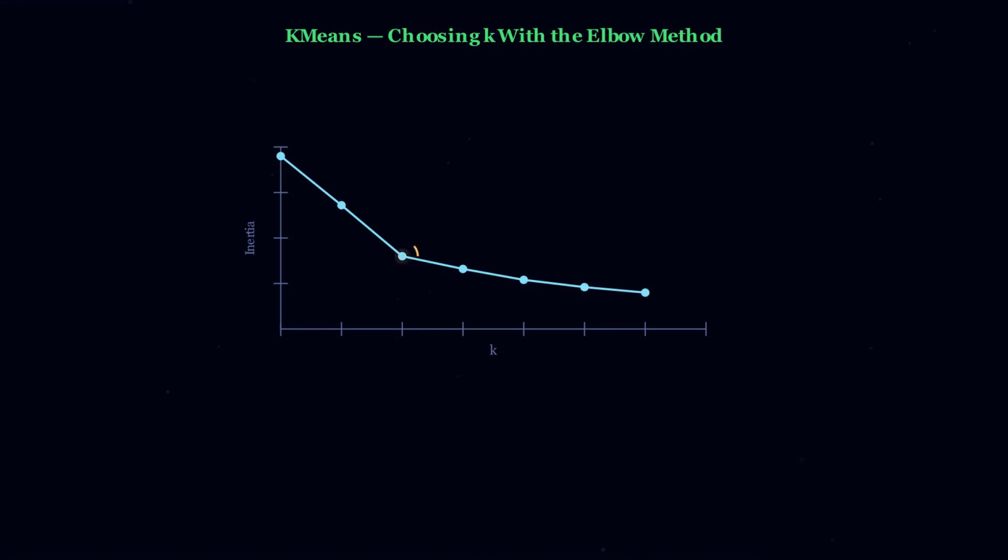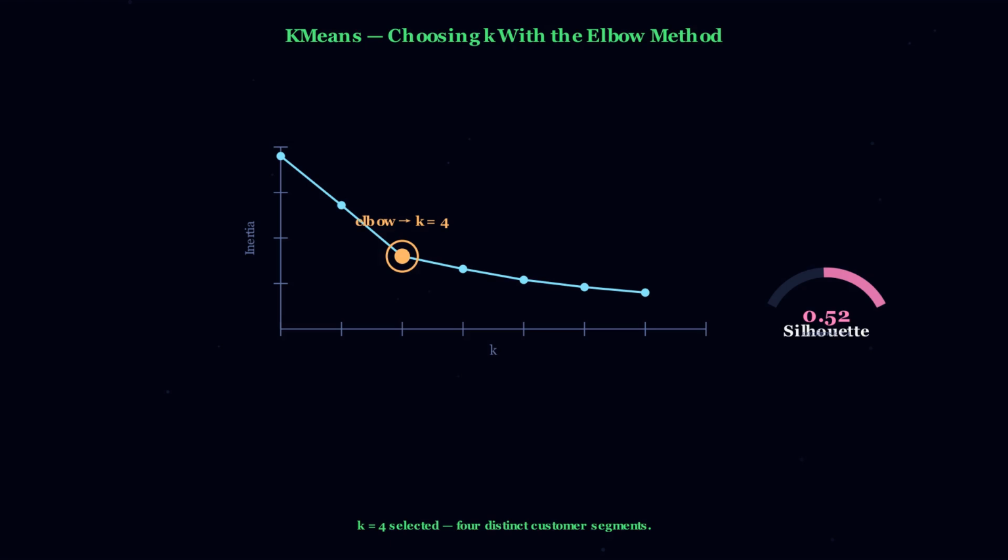Step 4, K-means and the elbow method. You need to choose K, the number of clusters. Run K-means for K equals 2 through 10. For each K, record the inertia, the sum of squared distances from each point to its nearest centroid. Plot inertia versus K. The curve will drop steeply, then flatten. The point where it bends, the elbow, is your optimal K. On this dataset, the elbow is at K equals 4.